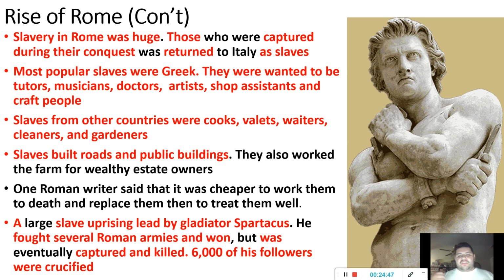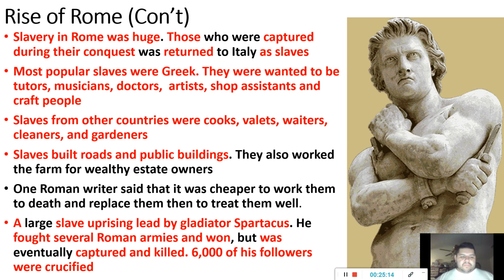So they were used as cooks, valets, waiters, cleaners, gardeners, jobs that basically nobody else really wanted to do. So they made them. Also, the slaves built roads and public buildings. So they had them in construction as well. So why have our soldiers build something when we can have slaves do it?